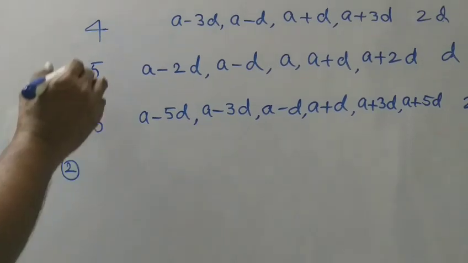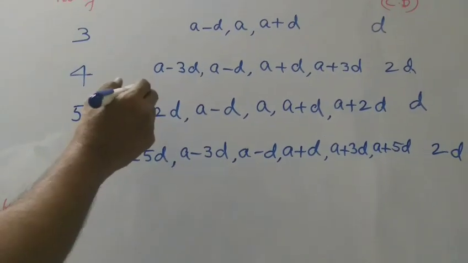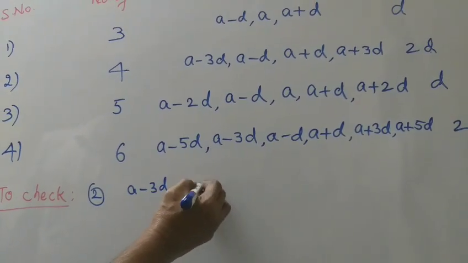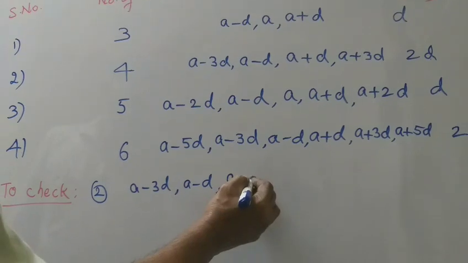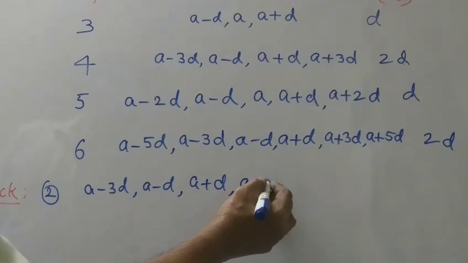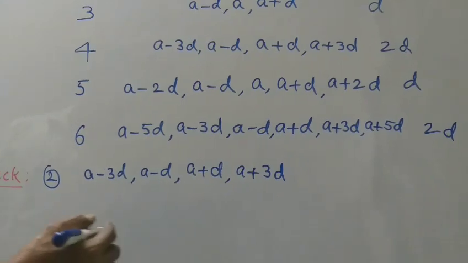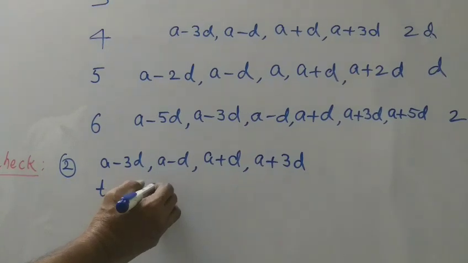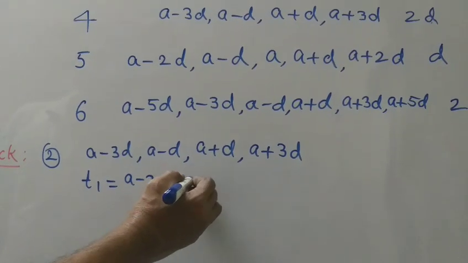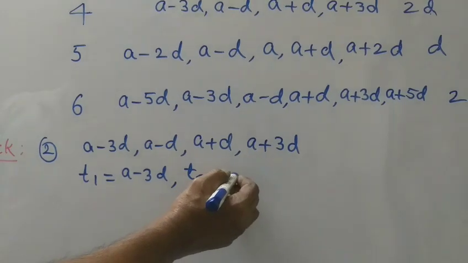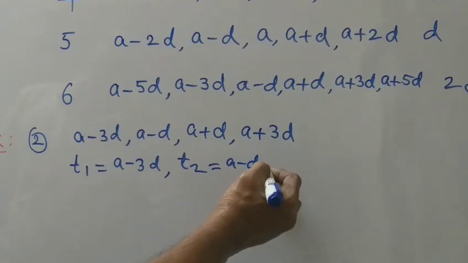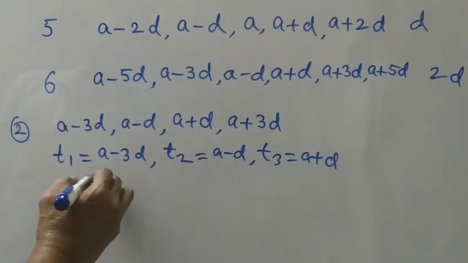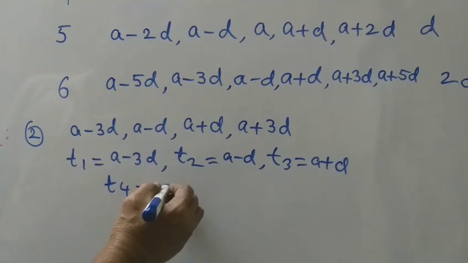Second one, number of terms 4. The 4 terms are a minus 3d, a minus d, a plus d, a plus 3d. So in this, the first term t1 is equal to a minus 3d, the second term is equal to a minus d, the third term is equal to a plus d, and the fourth term is equal to a plus 3d.